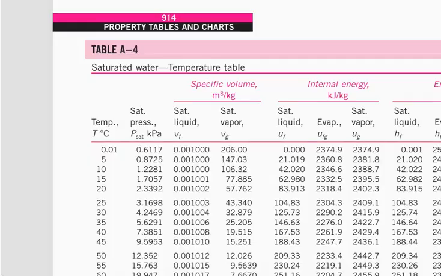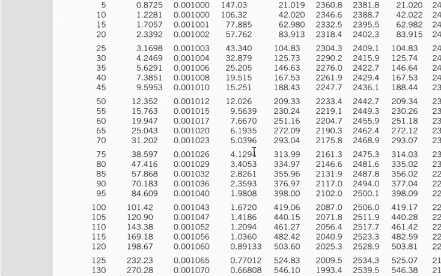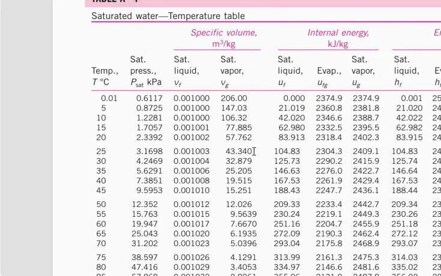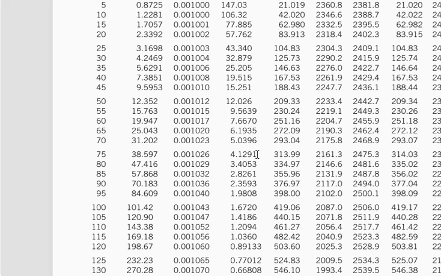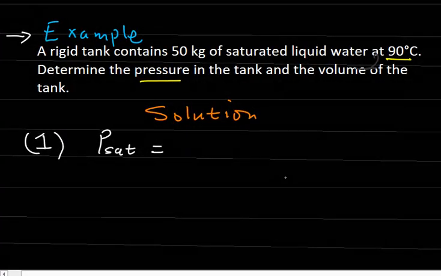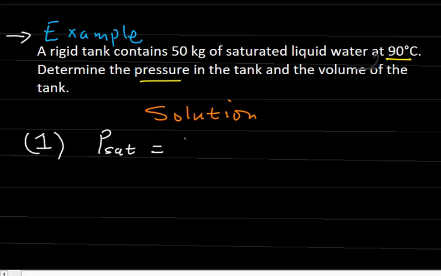So let's see what we have. We'll go straight to the property table for saturated water. We'll go to 90 degrees. So the pressure in the column is 70.183. So the saturated vapor pressure is 70.183 and it's measured in kilopascal.